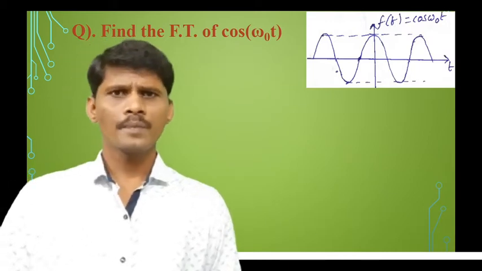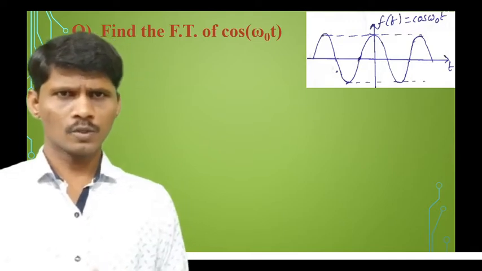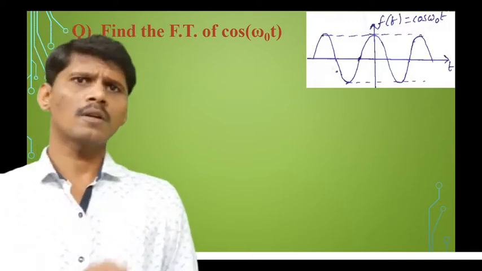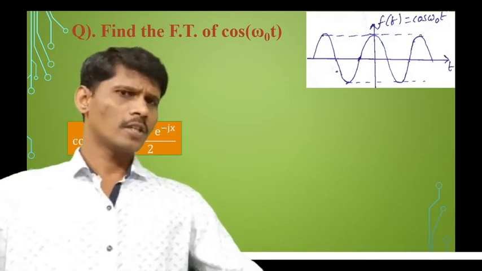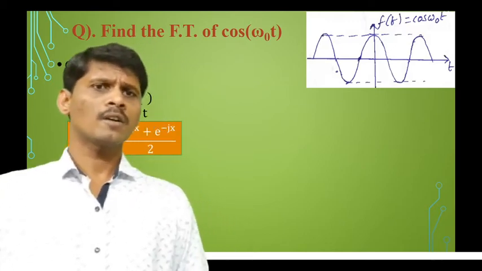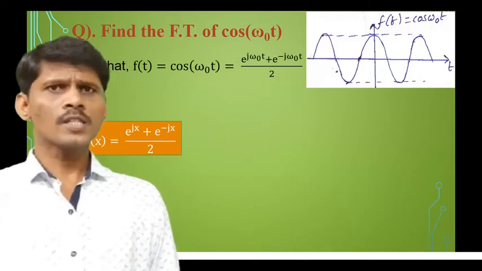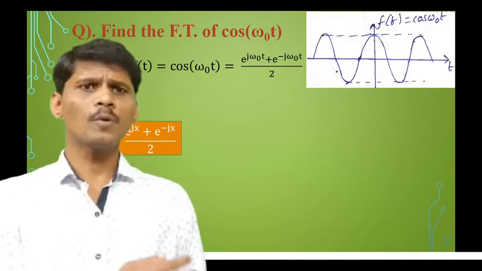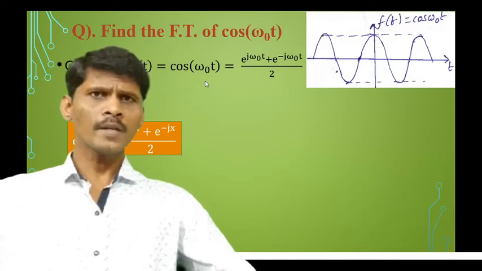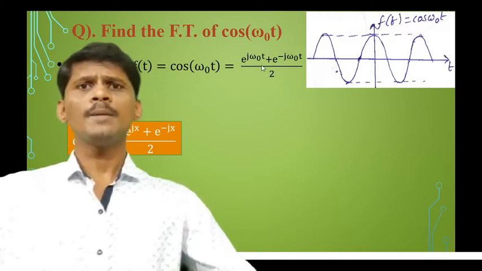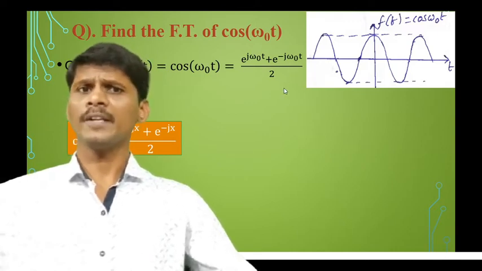Next example, determine the Fourier transform of cos omega naught t. So what is the given signal? The given function f of t is cos of omega naught t. Using Euler's identity, cos x is e power jx plus e power minus jx by 2. So cos of omega naught t is represented as e power j omega naught t plus e power minus j omega naught t by 2.